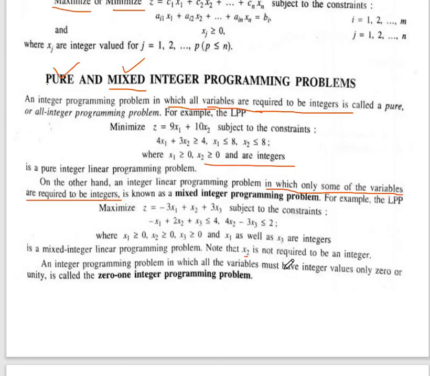So this is the difference between a pure integer programming problem and a mixed integer programming problem. Otherwise, an integer programming problem in which all the variables must have integer values, only 0 or unity, is called a 0-1 integer programming problem. All the variables must have integer values only 0 or unity. Then it is called a 0-1 integer programming problem.